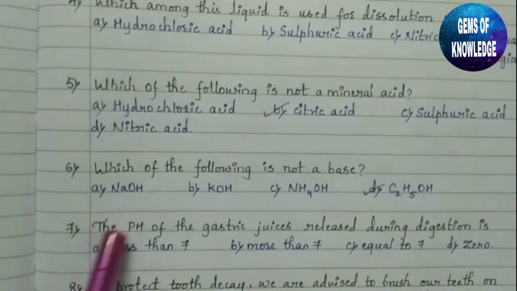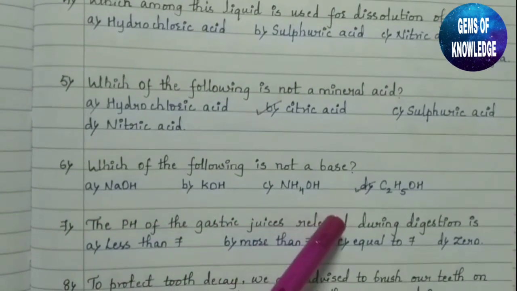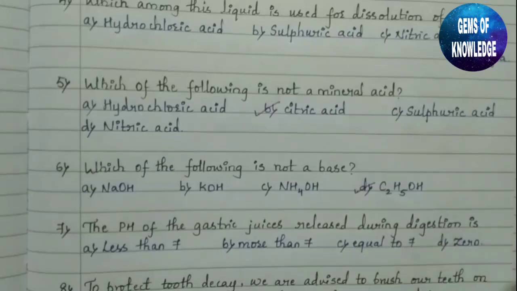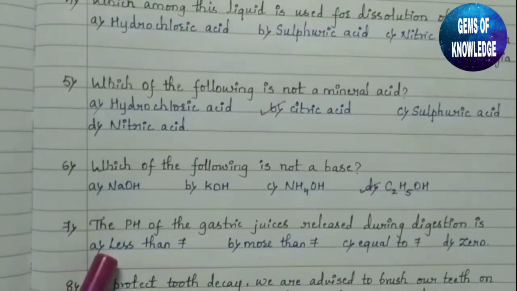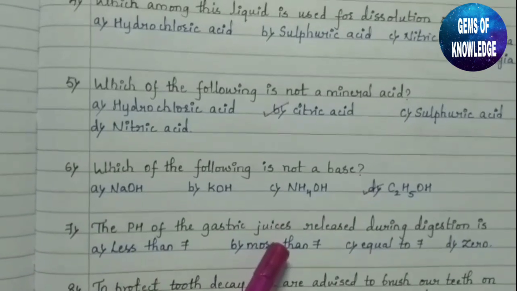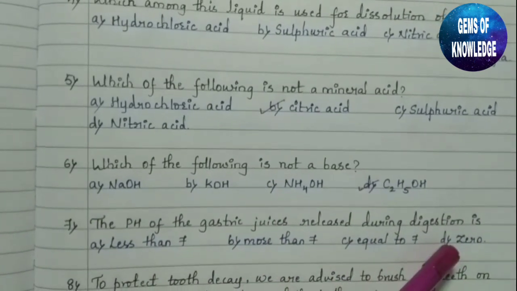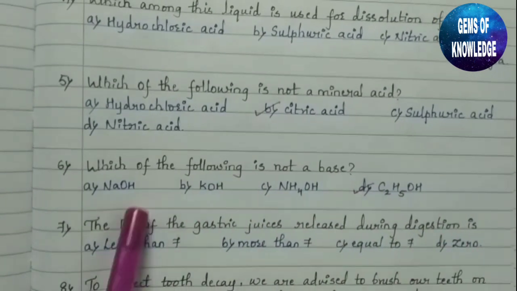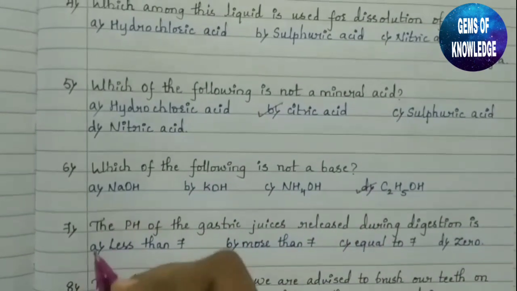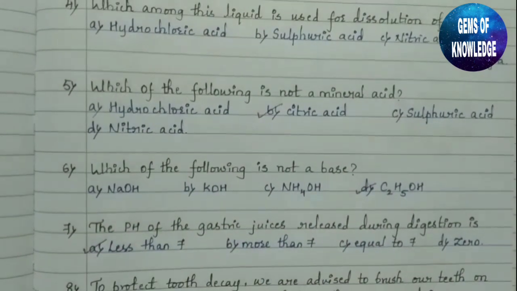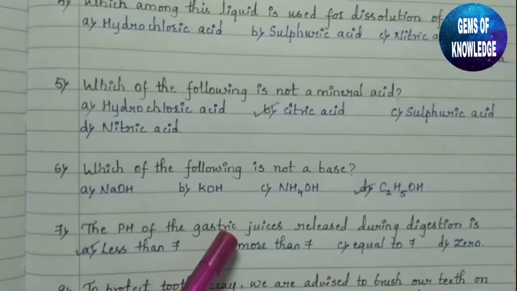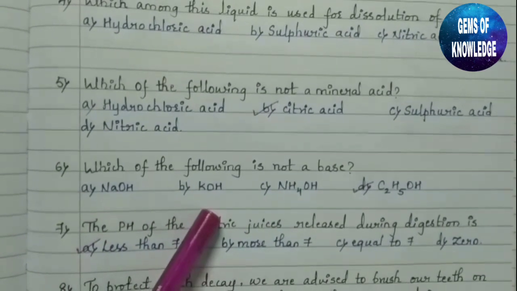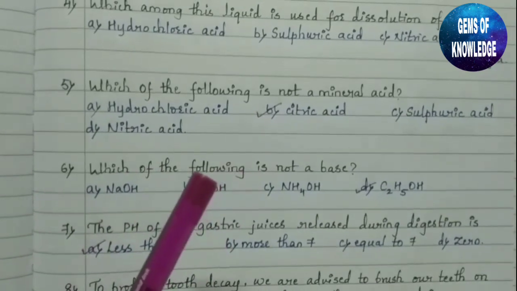Next, seventh one, the pH of gastric juices released during digestion is. Okay. So the options here are given as less than 7, more than 7, equal to 7 or 0. So here the correct answer is nothing but less than 7. Why? Because what they have asked here is the pH of gastric juices. We know that gastric juices are acidic in nature.